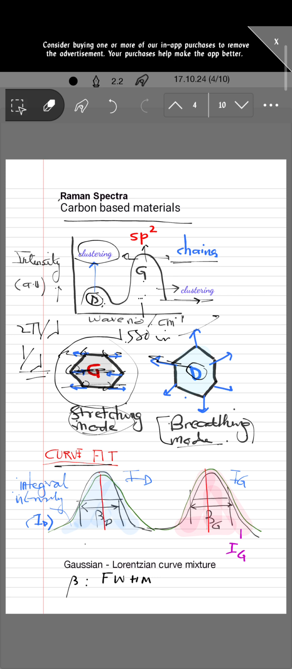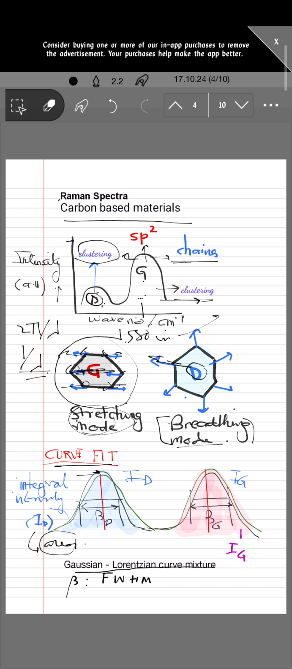We mainly fit it with a combination of a Gaussian and Lorentzian mixture, and after fitting, the parameters that are obtained are the full width half maxima, or the bandwidth of the plots, and the intensity. Again, there are two types of intensities. One is the arbitrary unit intensity, and the second is the integral intensity. You take the area under the plot. This is the integral intensity.